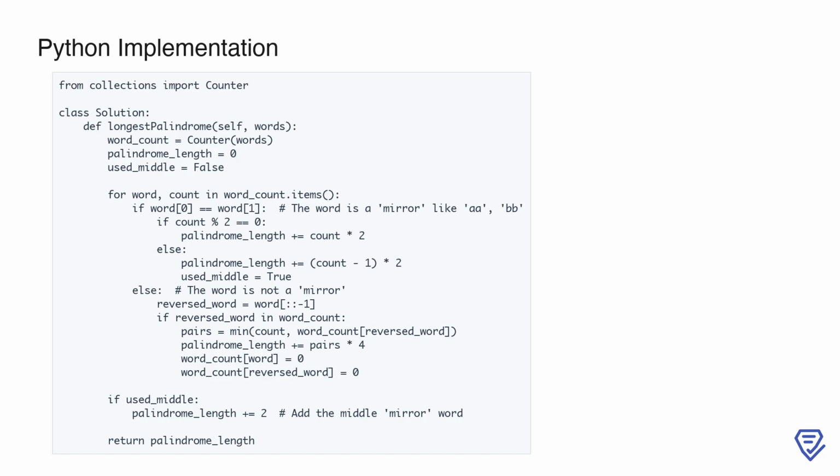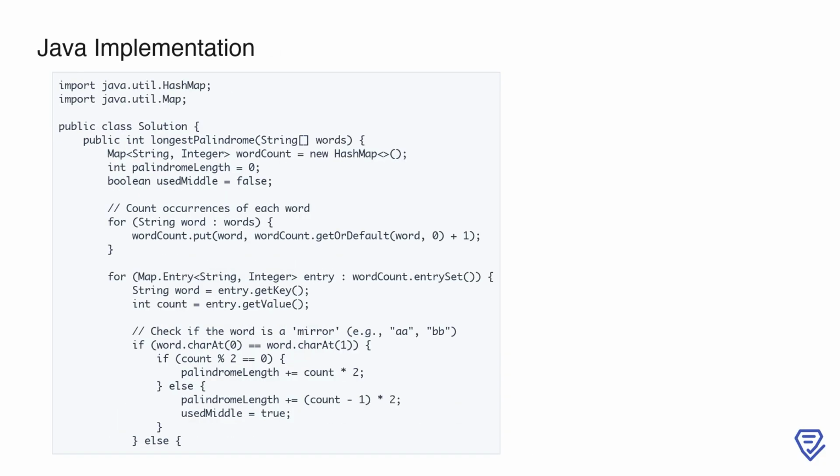This solution is efficient, running in O(n) time complexity, where n is the number of words, since each word is processed only once. The use of the Counter class ensures that counting and lookup operations are fast, making this approach suitable for large inputs. Here, we start by importing the necessary packages and defining our solution class. The method longestPalindrome takes an array of two-letter words and calculates the length of the longest palindrome that can be formed by concatenating these words.